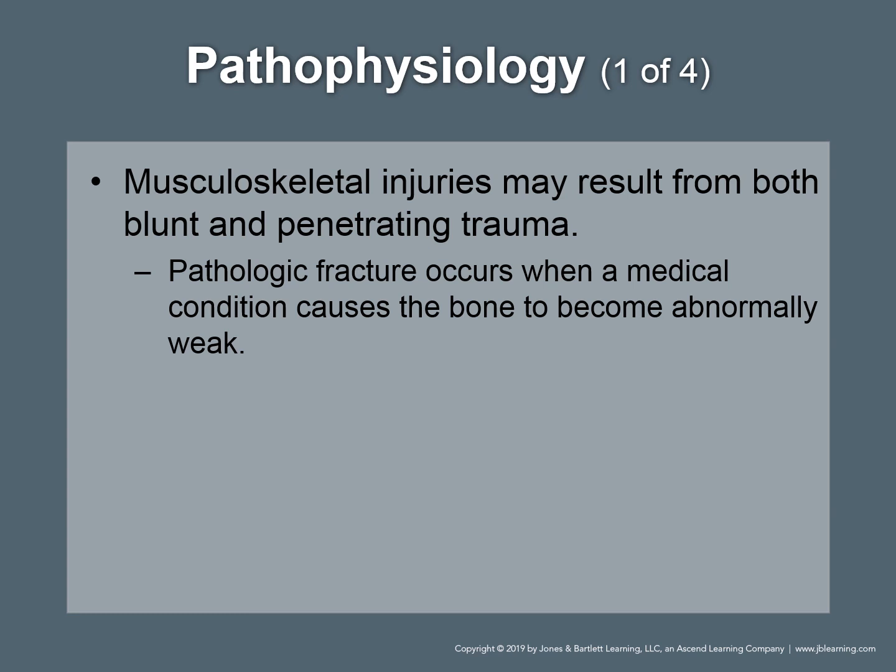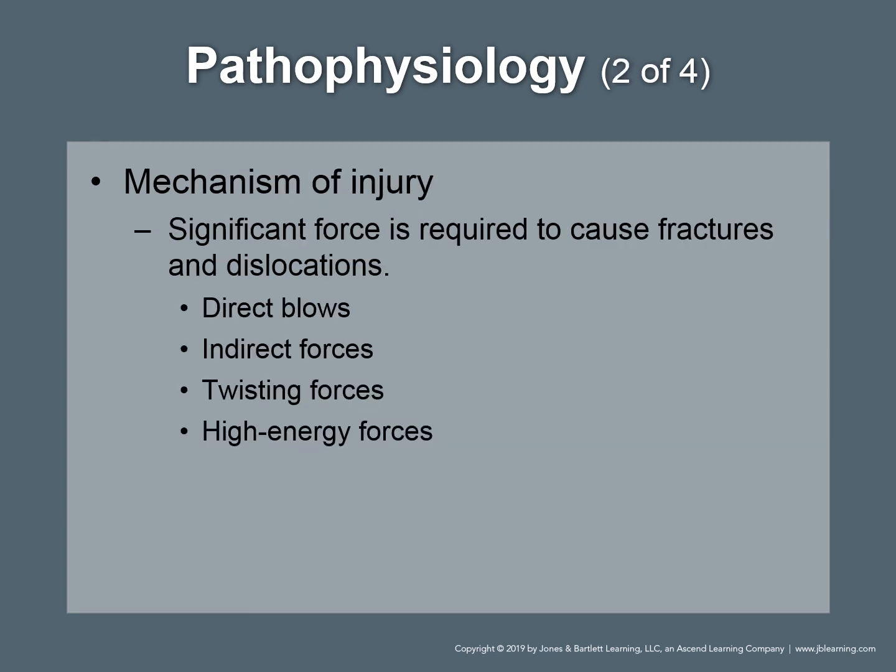Musculoskeletal injuries may result from blunt or penetrating trauma. A bullet from a gun will break a bone just as quick as a baseball bat will. Pathological fracture occurs from a medical condition. So pathological means disease process. So a pathological fracture has been caused by a disease process. We see this a lot with osteoporosis, and there's some other conditions that will cause your bones to easily break.